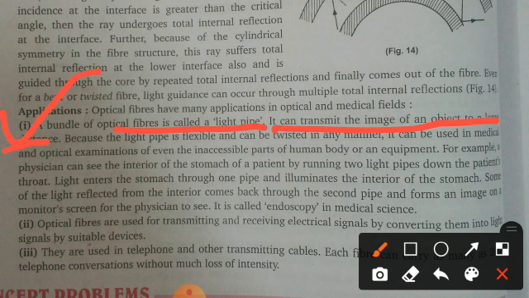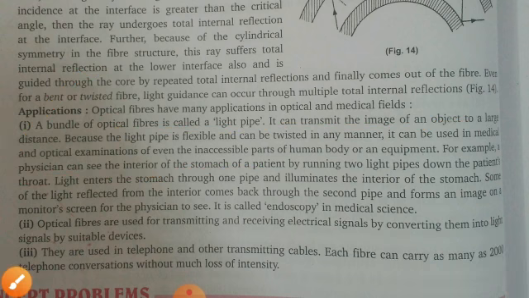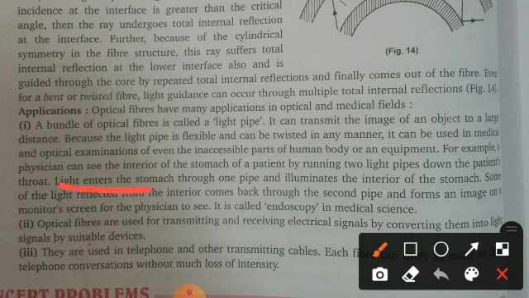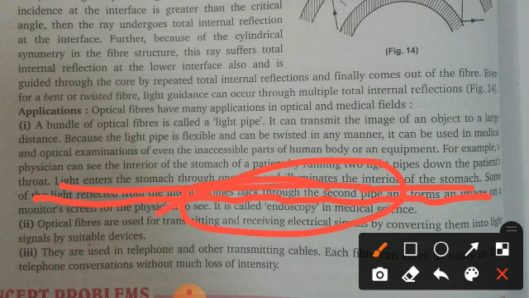Clear? You know the medical term endoscopy. Fine. So in endoscopy we are using the optical fiber. For example, a physician can see the interior of the stomach of a patient by running two light pipes down the patient's throat. Light enters the stomach through one pipe and illuminates the interior of the stomach. Some of the light reflected from the interior comes back through the second pipe and forms an image on the monitor screen for the physician to see. This is called endoscopy.